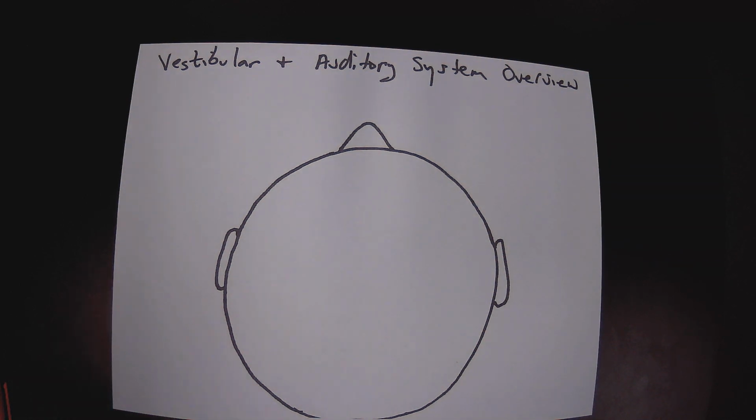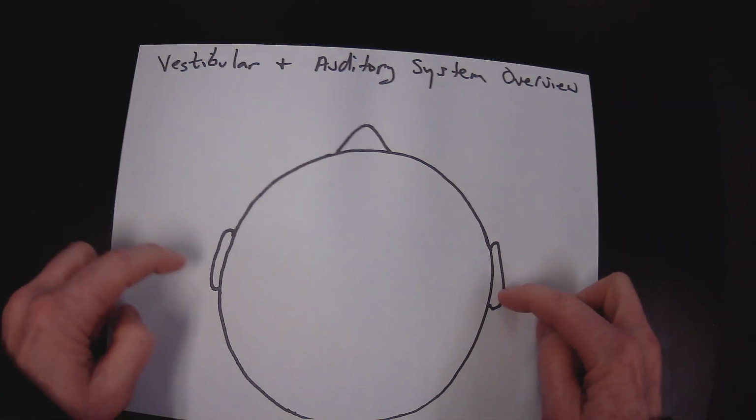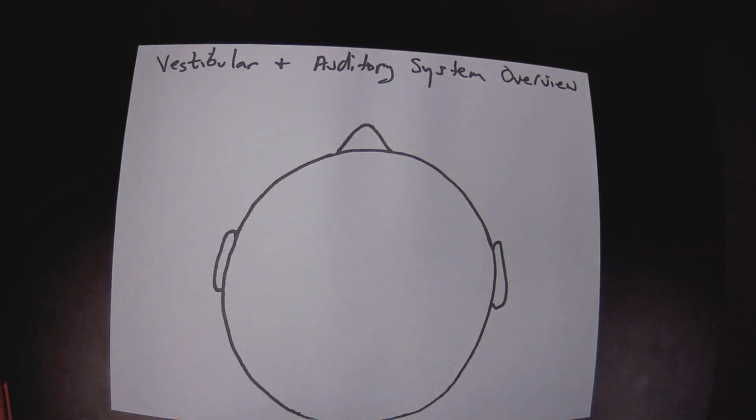What you see here is looking from the top down. So this is the top of somebody's head. This is the nose, ears. Okay.